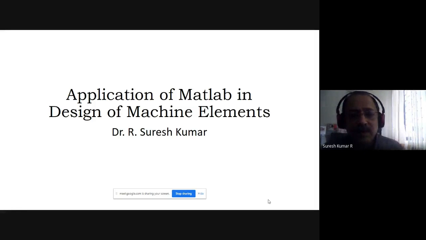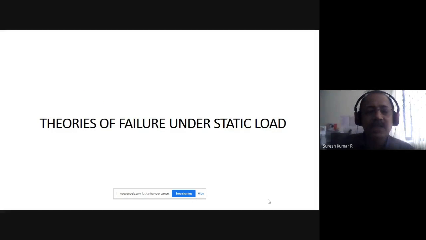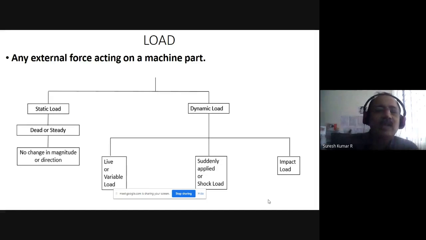Good afternoon, everyone. My session is on application of MATLAB in design of machine elements, but I'm going to stick to one particular concept, that is theories of failure under static loading, and I've developed some codes in this particular section. Before we go to the MATLAB code, first of all, let me introduce you to what these theories of failure are.